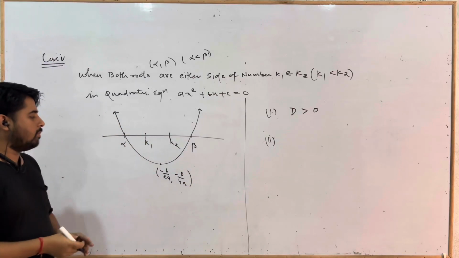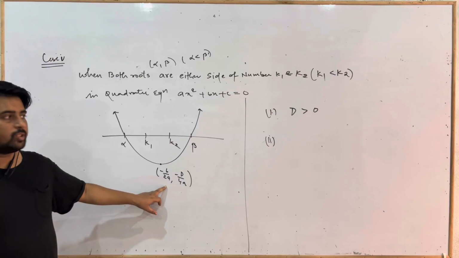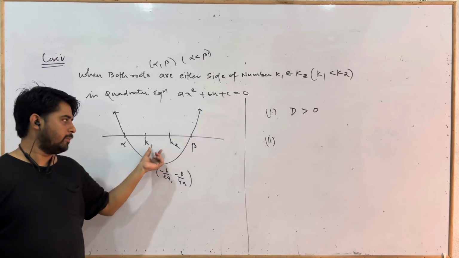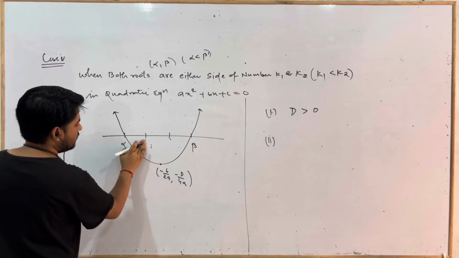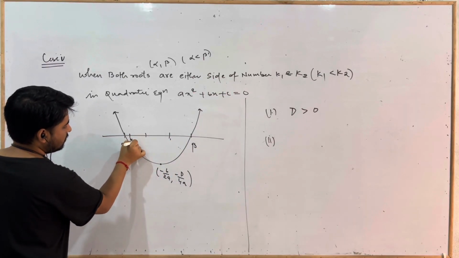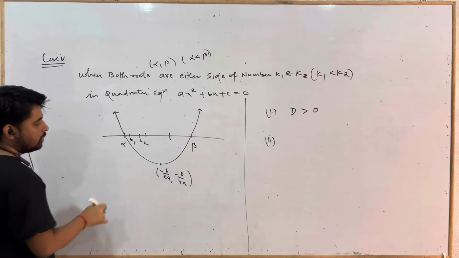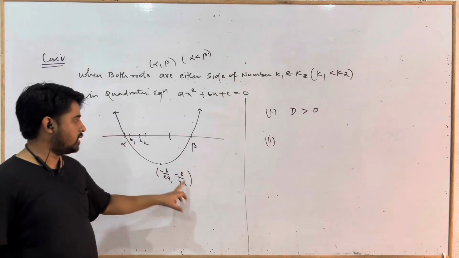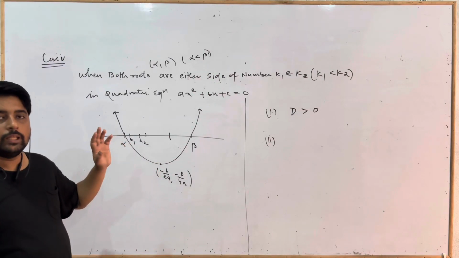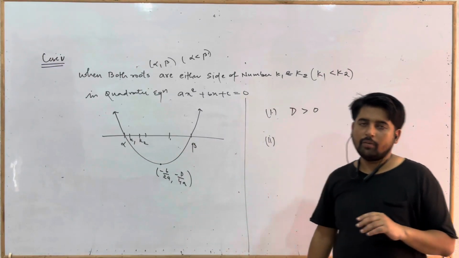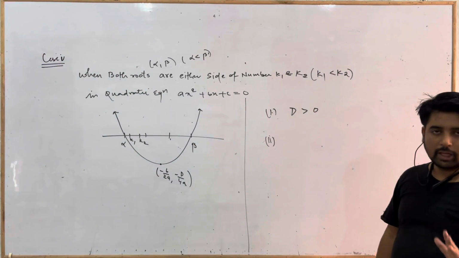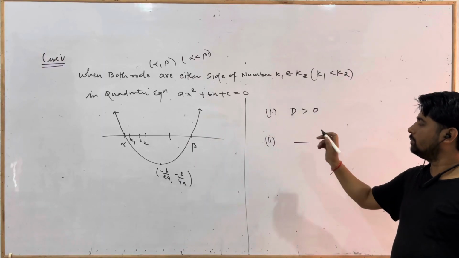So in this case, minus b by 2a is what? In this case, it's looking between k1 and k2. But if I take the k1 here and k2 here, minus b by 2a is now greater than k1 and k2. That means we cannot relate the minus b by 2a with respect to k1 and k2. So no need to write the second condition.